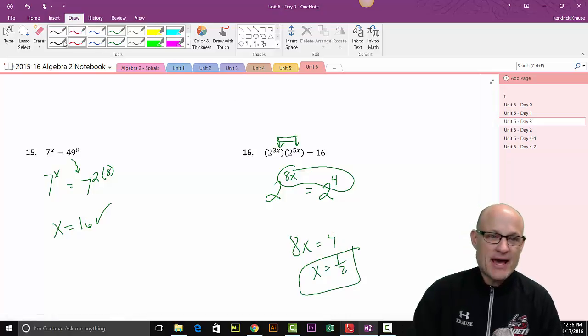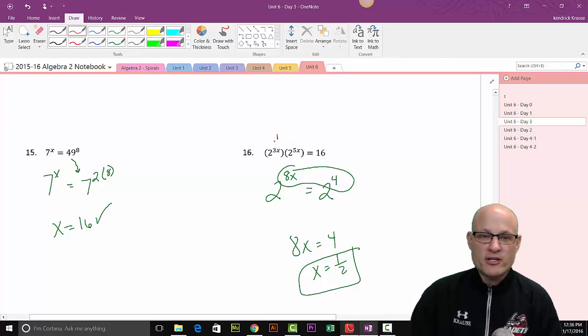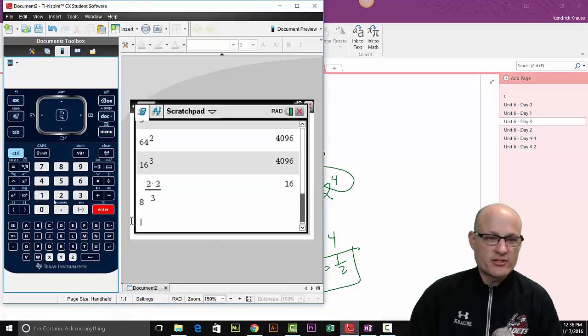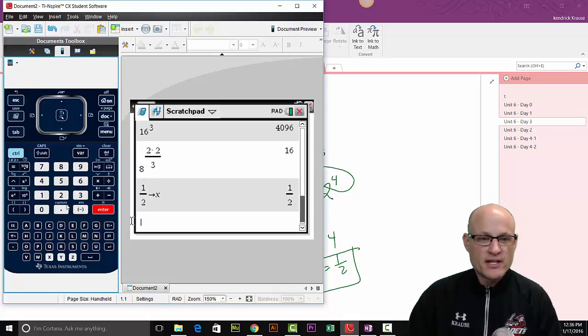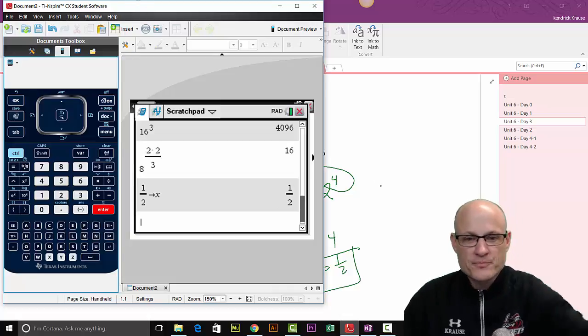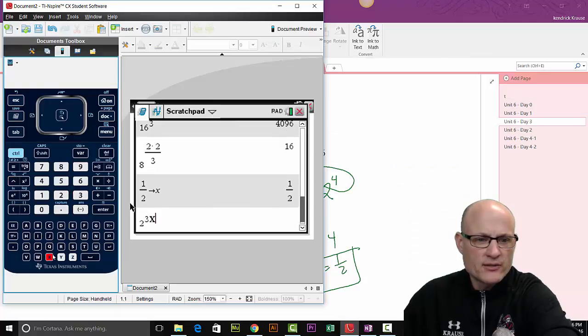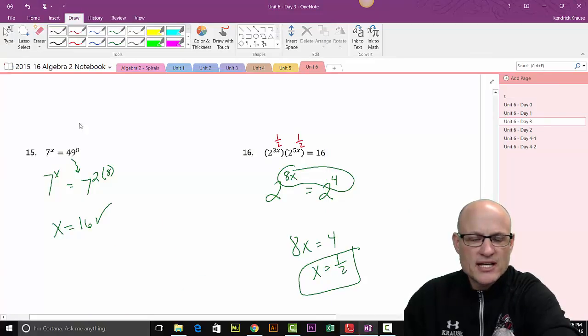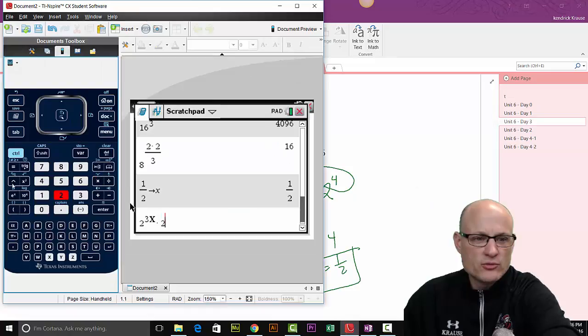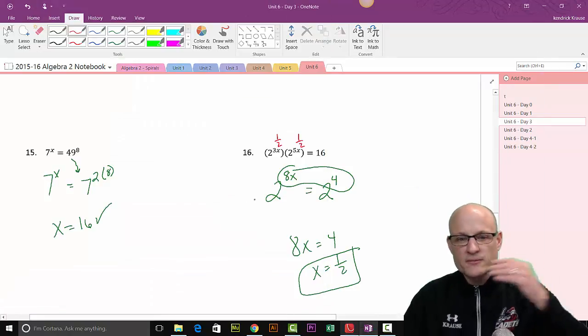Now I'm going to test this back in the original. I'm going to plug in 1/2 here and 1/2 here. I'm going to do that using my calculator. First, I'm just going to take 1 divided by 2 and store it into x, because I think this is so much easier. And then we're going to go 2 raised to the 3x times 2 raised to the 5x. And hopefully that's 16. There it is, 16.